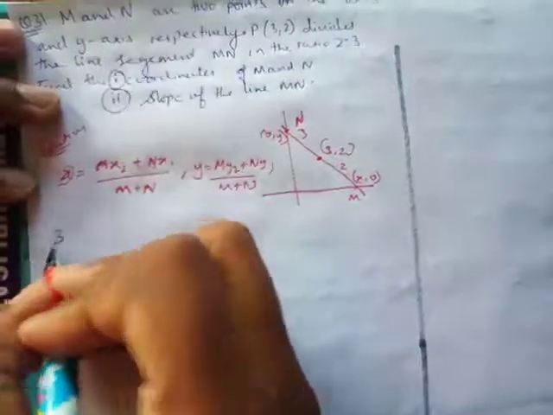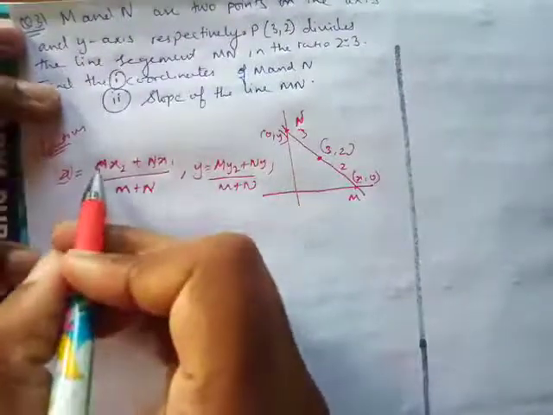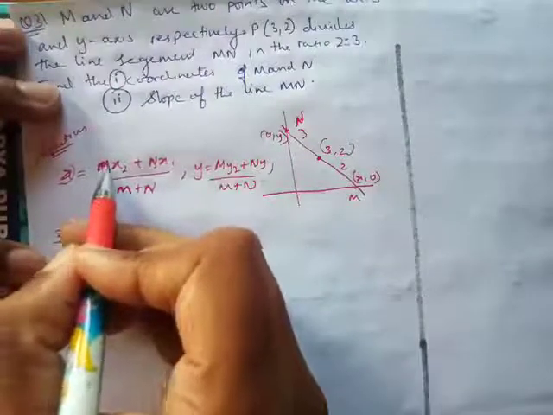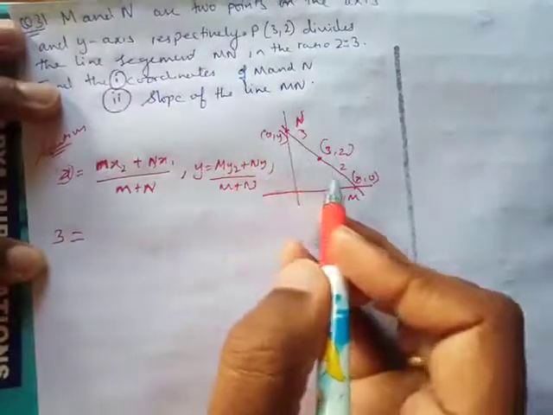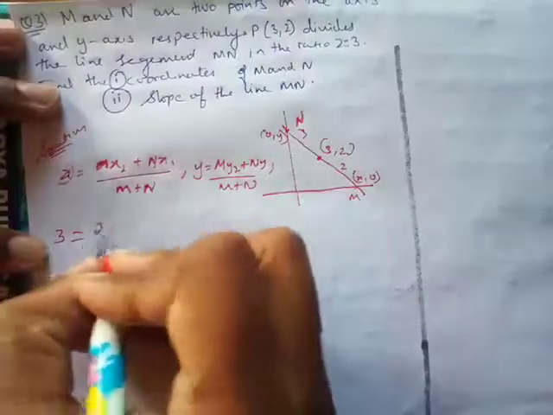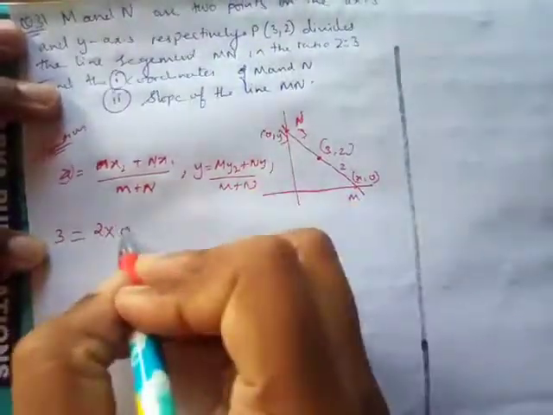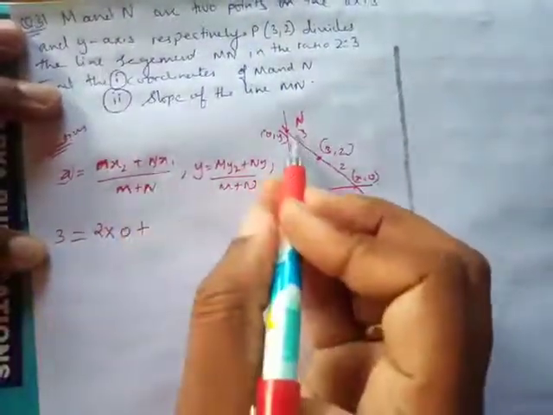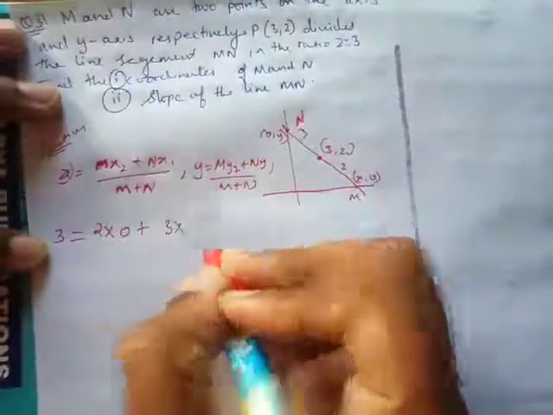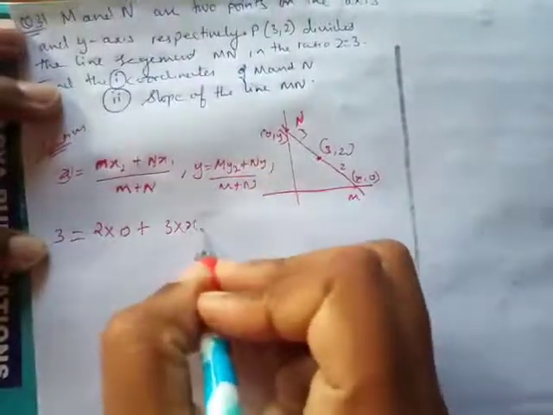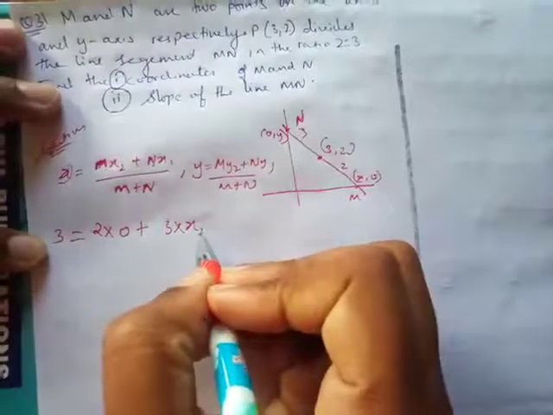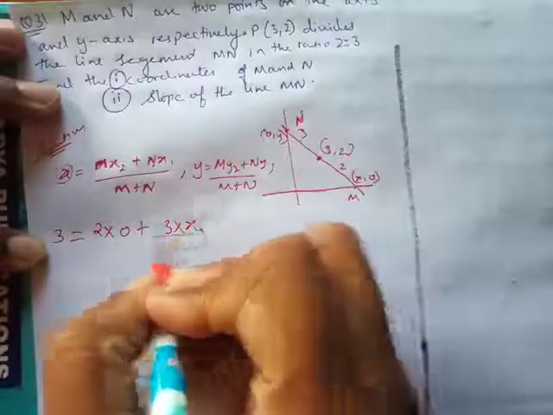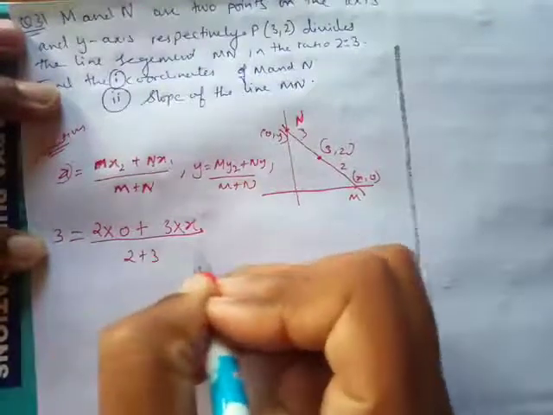So I'm going to write 3 over here. And then m. What is m over here? If you see, m is 2 into x2 which is 0, plus n. n is 3. This is the ratio, 3 into x1, which is x1. You can write it as x. Okay, upon 2 plus 3.